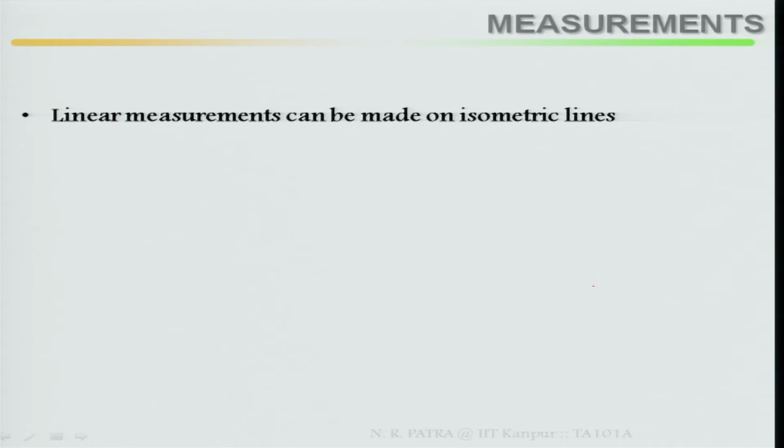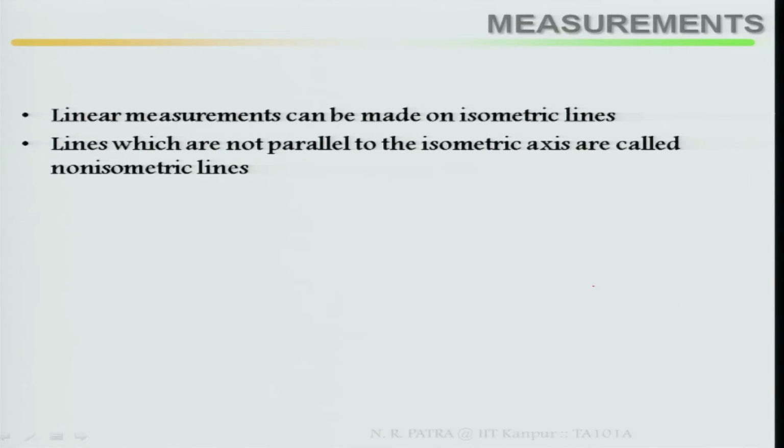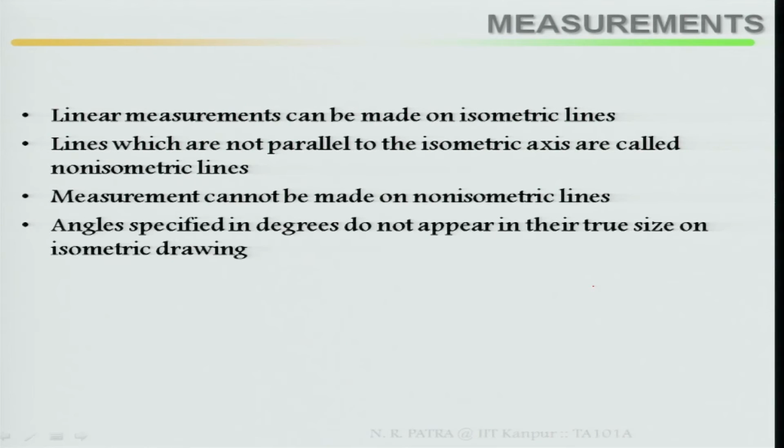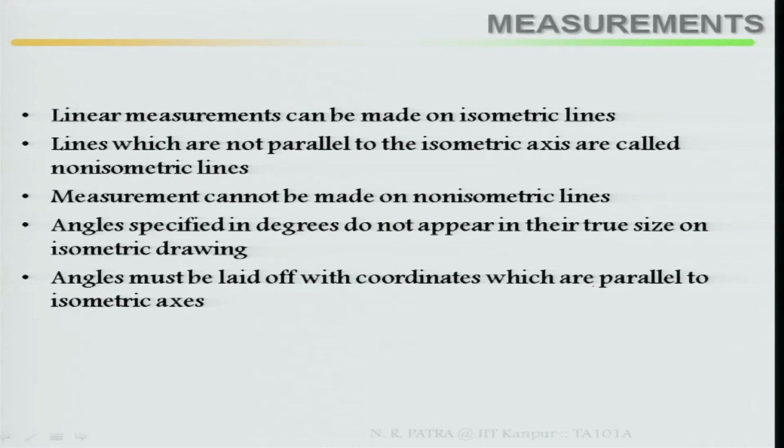So, linear measurements can be made on isometric lines. Lines which are not parallel to the isometric axis are called non-isometric lines. Similarly, measurements cannot be made on non-isometric lines. The last one is that angles must be laid off with coordinates which are parallel to the isometric axis. Up to this we have covered.